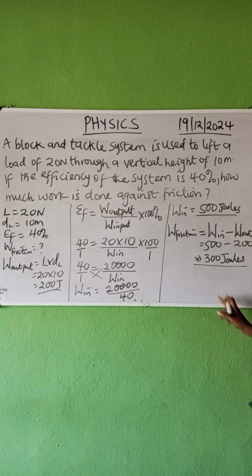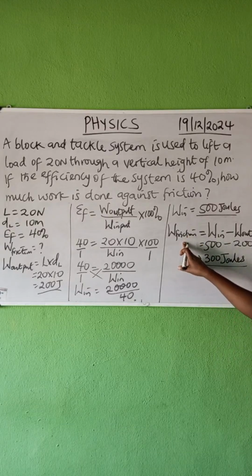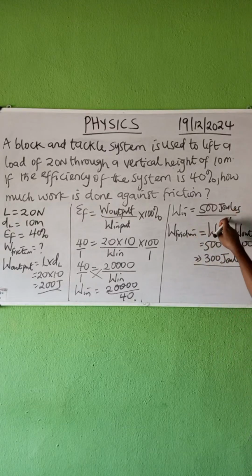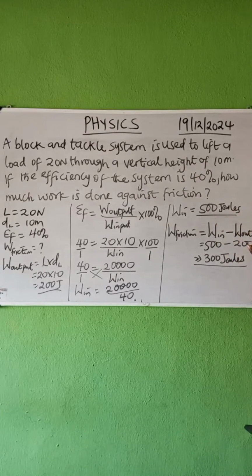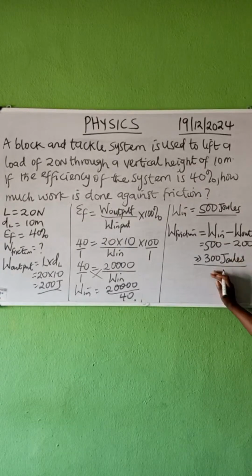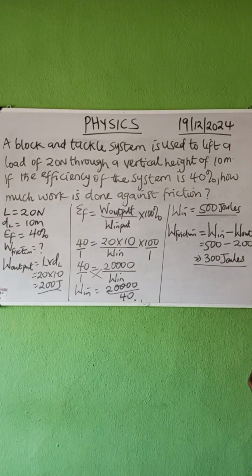joules. So the work done against friction becomes work input, which we have gotten to be 500, minus work output, which is 200. We now must subtract it to get our answer to be what? 300 joules. Is that clear? All right.